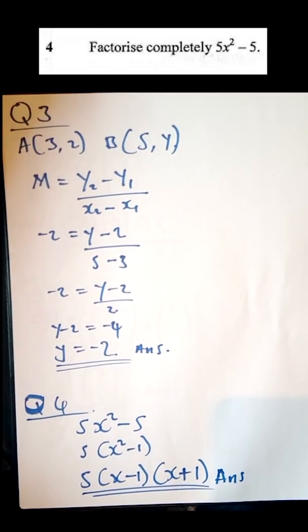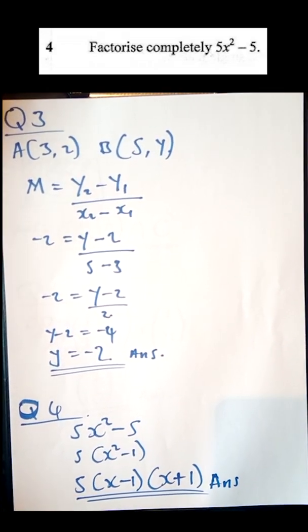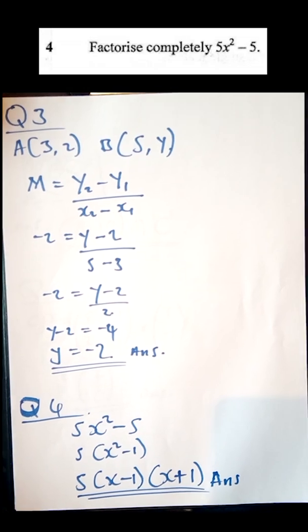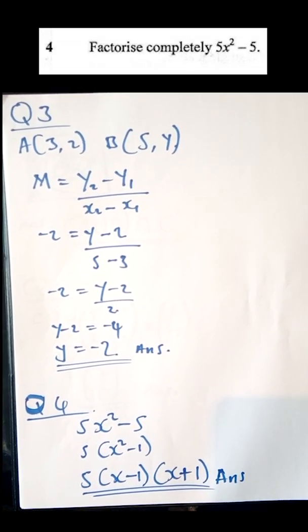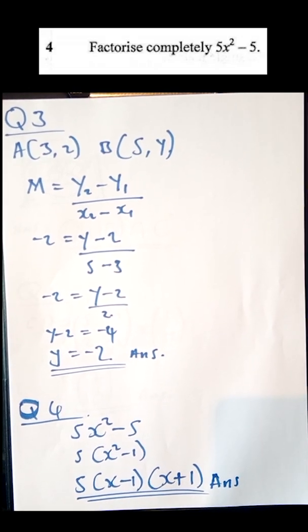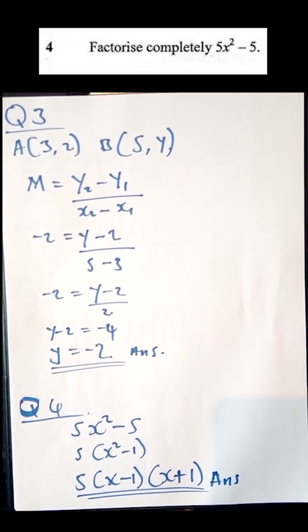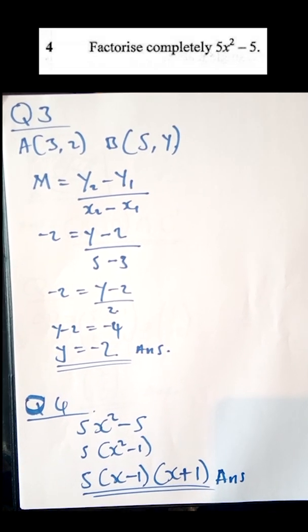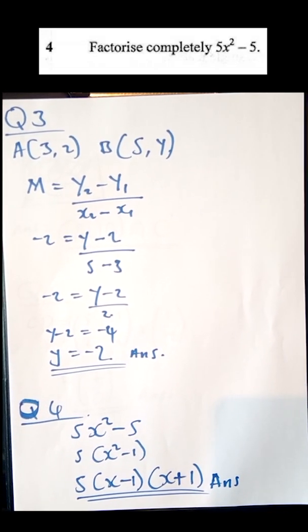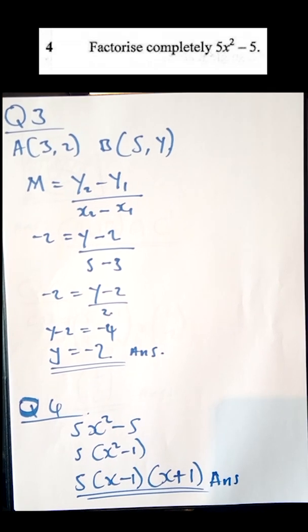We move on to question number 4. Question number 4, it is factorizing completely. So this is one of the simplest forms of factorization that you can encounter. We've got this one, which is actually falling under the difference of two squares. We've got another one, which is a quadratic one. So we are lucky that we've made this one.